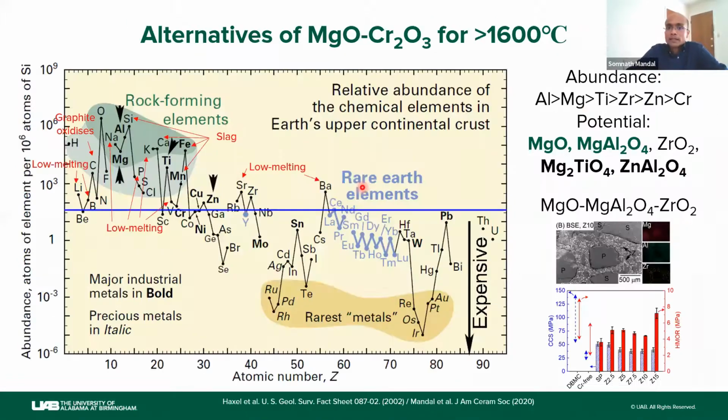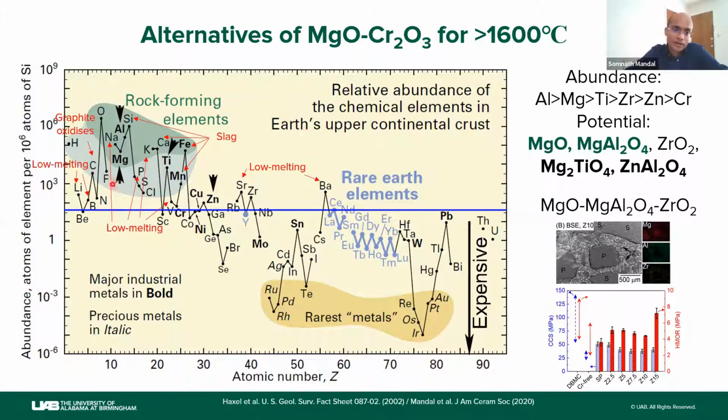So when I started this PhD thesis, I was tasked with finding the next best chrome-free material. And I went into this periodic table, which shows the abundance of elements in the Earth's upper continental crust. What I saw here is that everything below this blue rare earth line is expensive, and refractories are primarily made with abundantly available ores, like alumina, silica, magnesia, things like that.